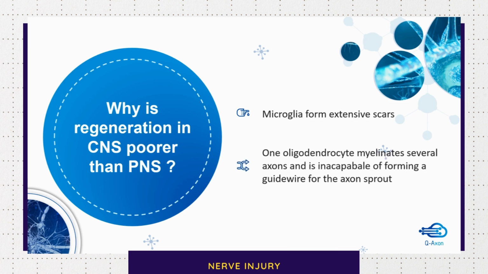The second important reason is that in the central nervous system, it is the oligodendrocyte which myelinates the axons. And we already saw that one oligodendrocyte myelinates many axons. So unlike the Schwann cells, it is incapable of forming a guide wire for the axon sprout. So the chances of misdirected regeneration are much higher in the central nervous system.